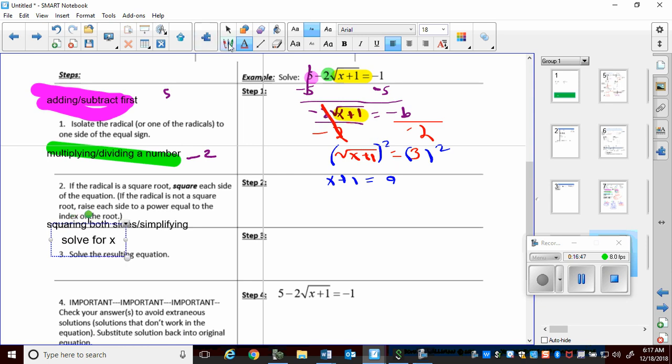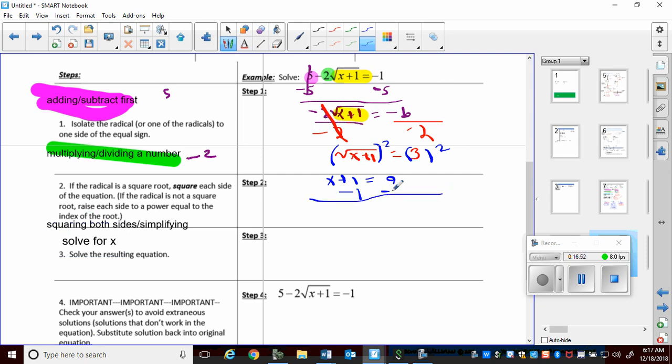Solve for x. So I'm going to do that. I'm going to subtract 1 on both sides of the equal sign. I get x, this goes away, equals 8. X equals 8.